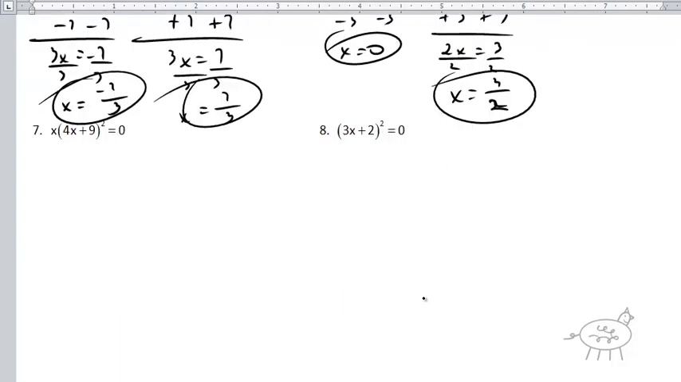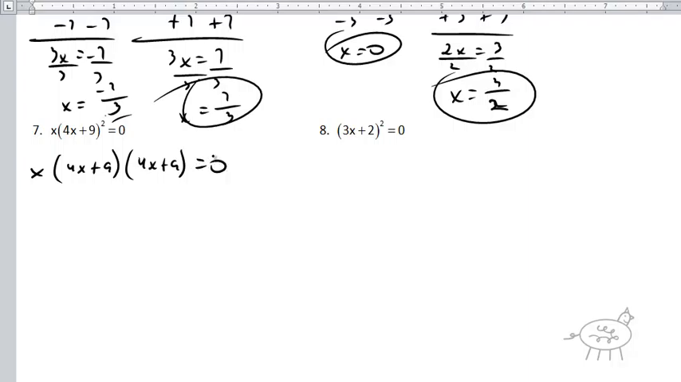All right, number 7. You notice there's a squared here? Let me erase this, I kind of wrote over a little bit. Notice there is a squared right here. That is not a big deal. This is truly what you would do. You would say x times 4x plus 9 times 4x plus 9 equals 0. Remember, you write it twice. But I don't need to set each one of these equal to 0. Why would I repeat an answer? So I truly just set x equal to 0 and 4x plus 9 equal to 0. I just have to do it one time, because if I set that equal to 0, I'm going to get the same answer. So that's one answer.